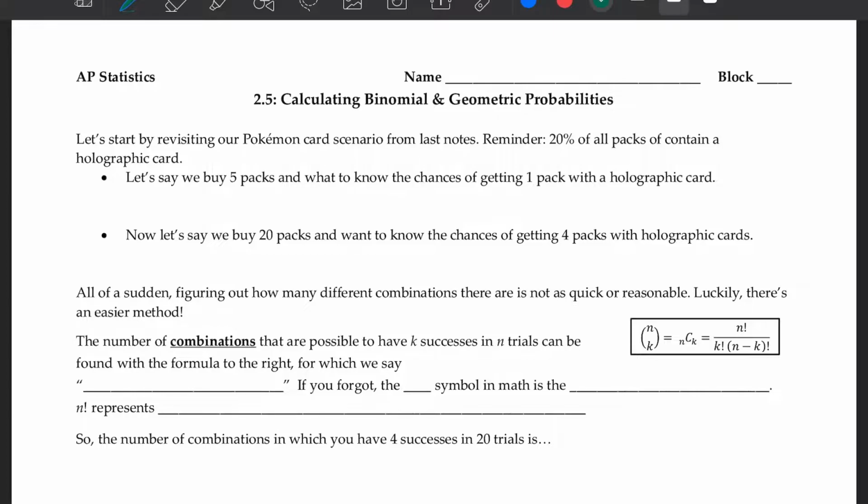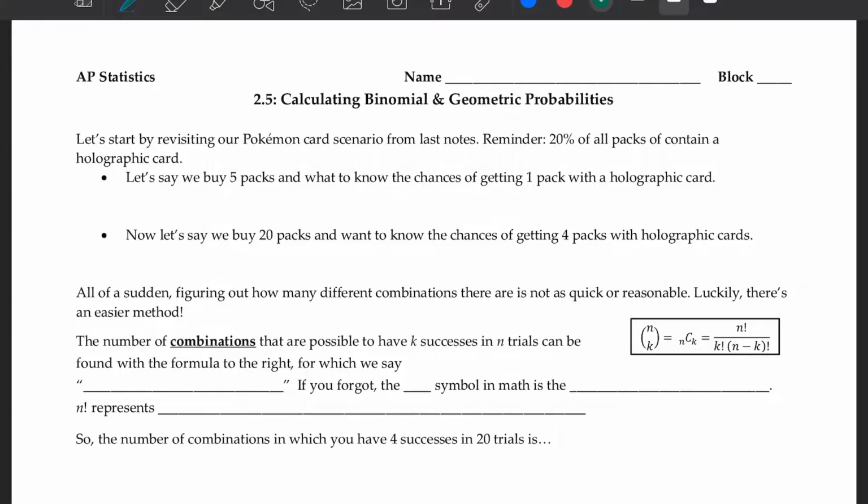So we're going to start actually talking about binomial settings to begin. Binomial settings, if you remember, are always about having some set number of trials, and you're interested in how many successes in those trials. I want to go through a couple of examples first. Let's go back to that Pokemon card example from last time. 20% of all packs contain a holographic card. So let's say we buy 5 packs and we want to know what's the chance of getting 1 pack that has a holographic card.